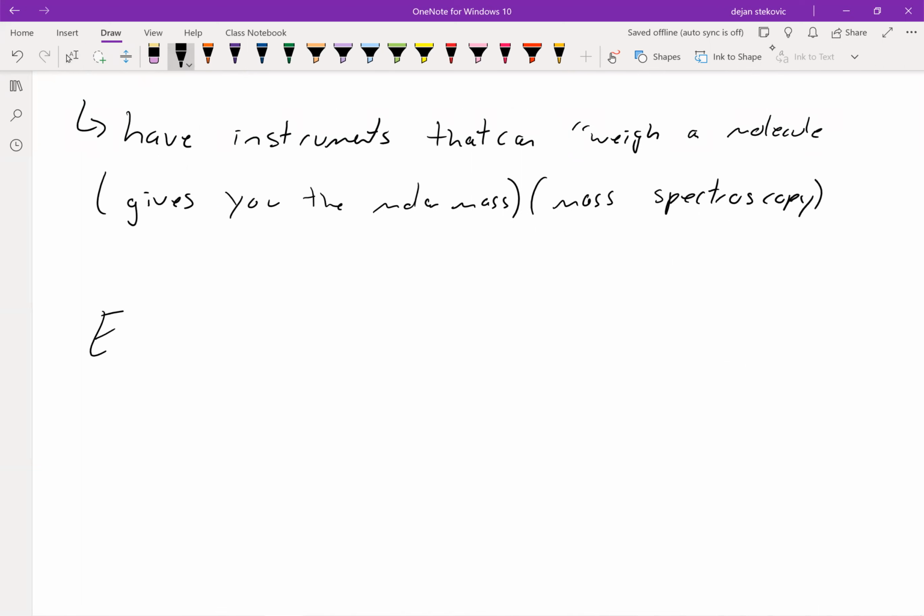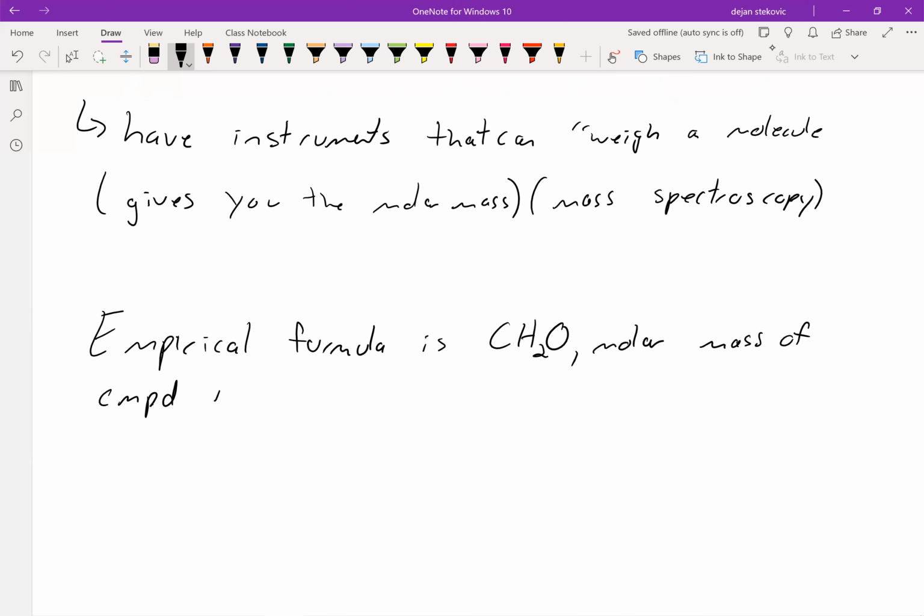So let's say you already analyzed a sample and your empirical formula is CH2O, right? That's your empirical formula. And then you take that same sample and you put it in a mass spectroscopy instrument, and then you get a molar mass of your compound is 180.2 grams per mole. And we want to know what's the molecular formula.